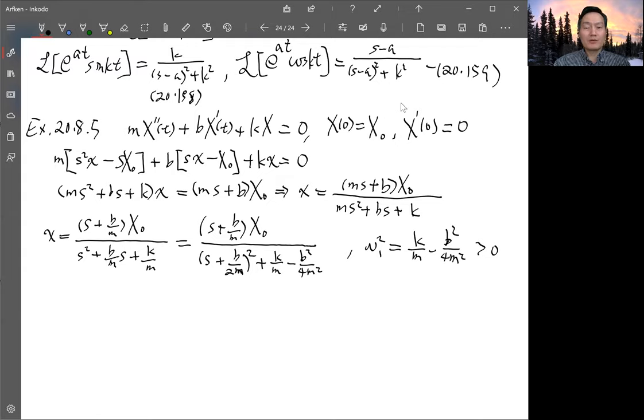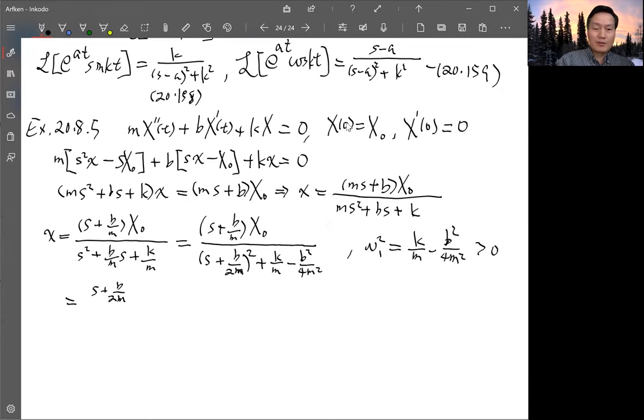So the s one will be similar to this one. So you have s minus a. Now the minus a is b over 2m. Of course, this is not exactly of this form yet, so we need to change it a little bit. So the first term will be s plus b over 2m. So that would be this one.